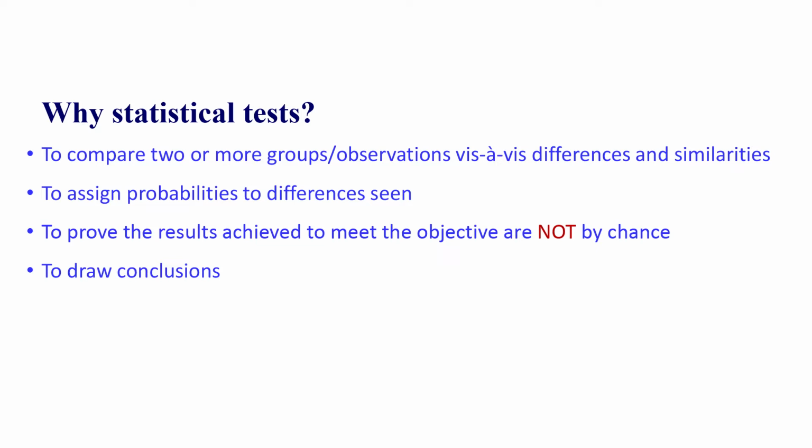And the next thing is to prove that the results achieved to meet the objectives are not by chance, because in the medical field, or in any field, whatever results you observe, you want to have confidence that the results are not by chance, they are the real results. Whatever you have observed is not because of another factor which is influencing the results. So it should not be by chance, and that is what you find out using the statistical test, and ultimately to draw conclusions based on all these things.